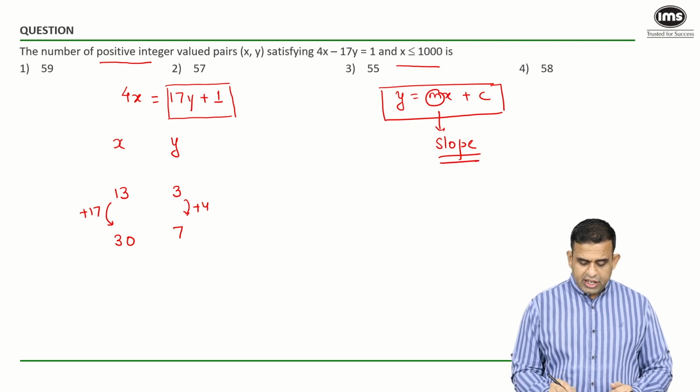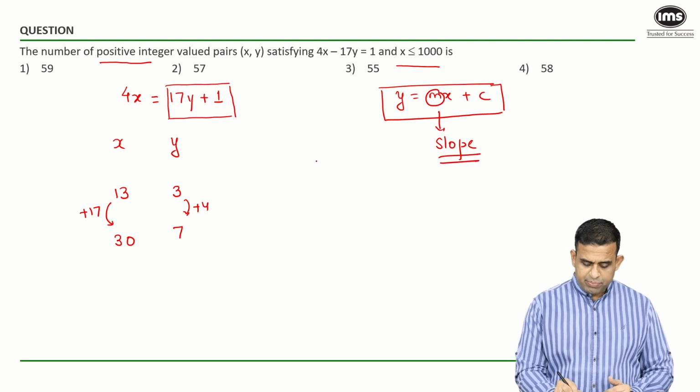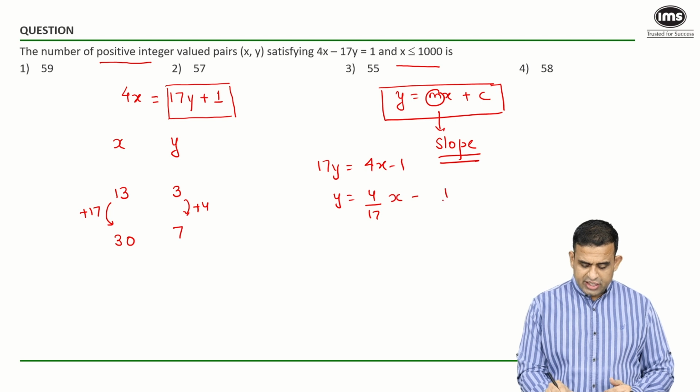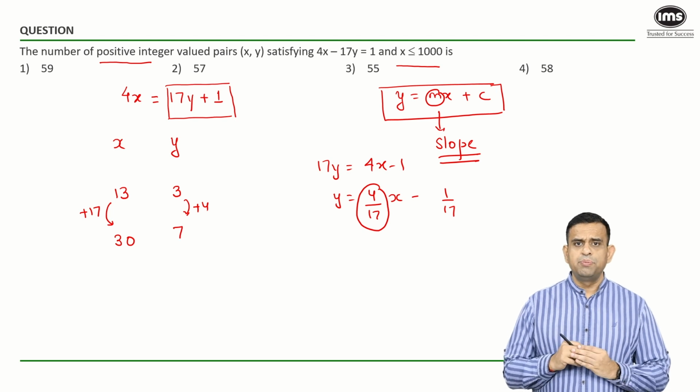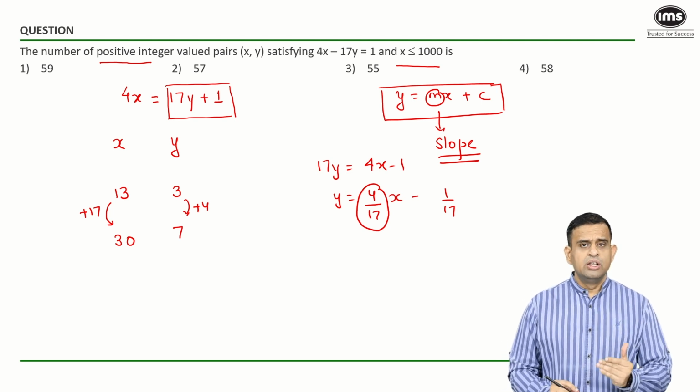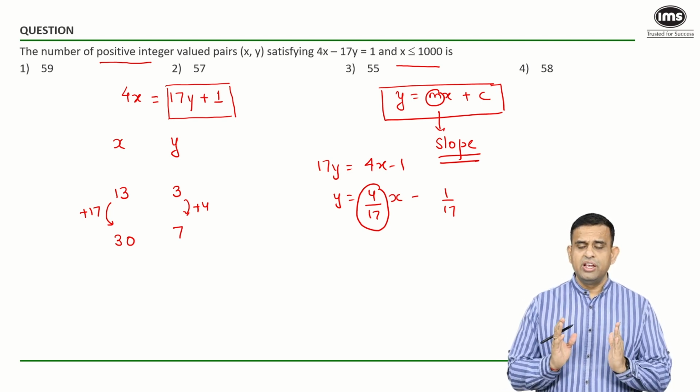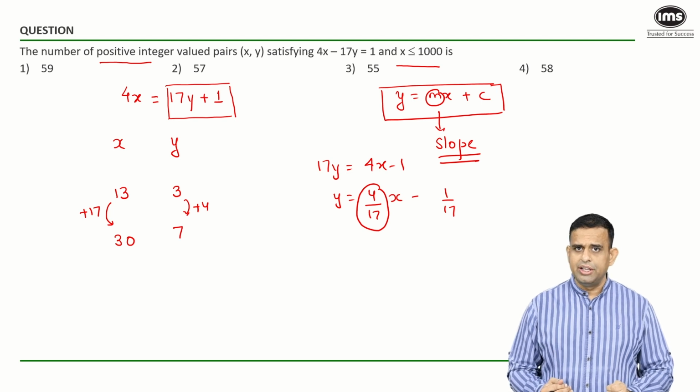So in this particular case, if you write y in terms of x, for example, you can say 17y would be equal to 4x minus 1, so y would be equal to 4 upon 17 times x minus 1 upon 17. So the slope happens to be equal to 4 over 17. What does this mean? Since the slope is positive, this would mean both x and y will increase or both x and y will decrease.